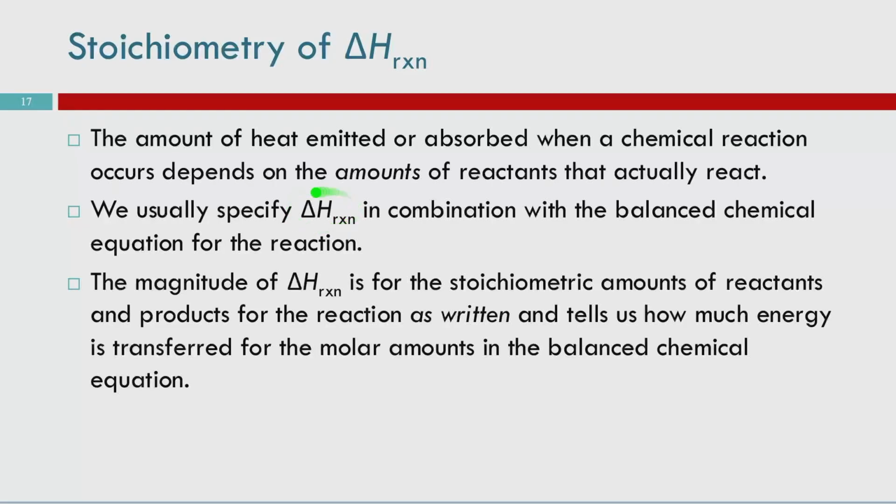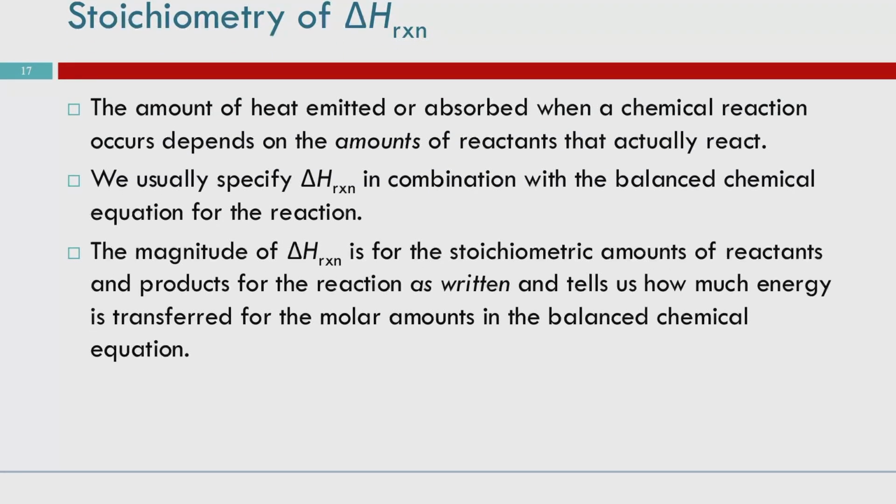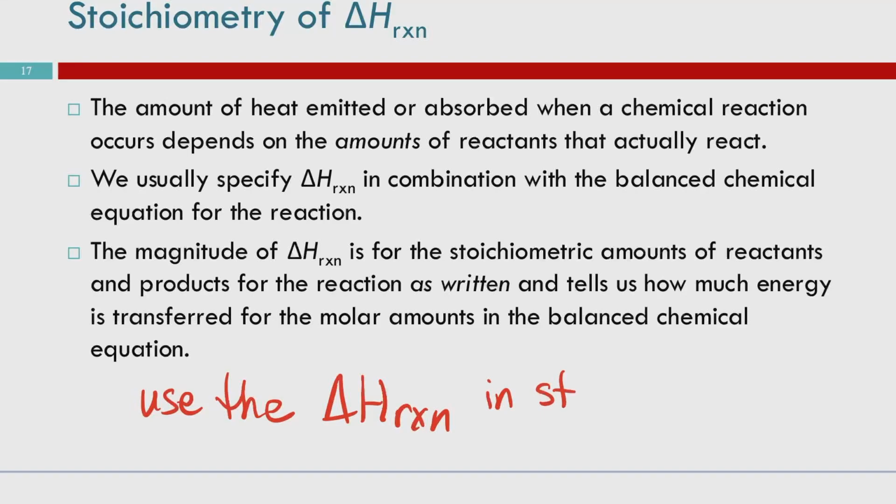It's always going to be specified, that delta H Rxn. It'll be off to the side like we saw it previously. And we can use that delta H sub Rxn in stoichiometry. We're going to see examples of that.